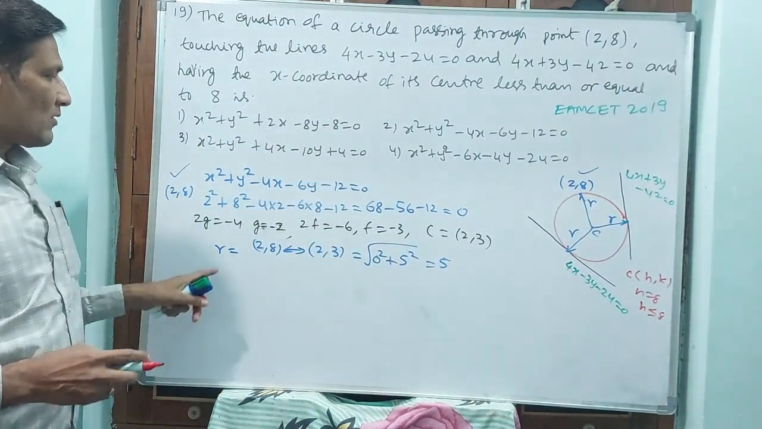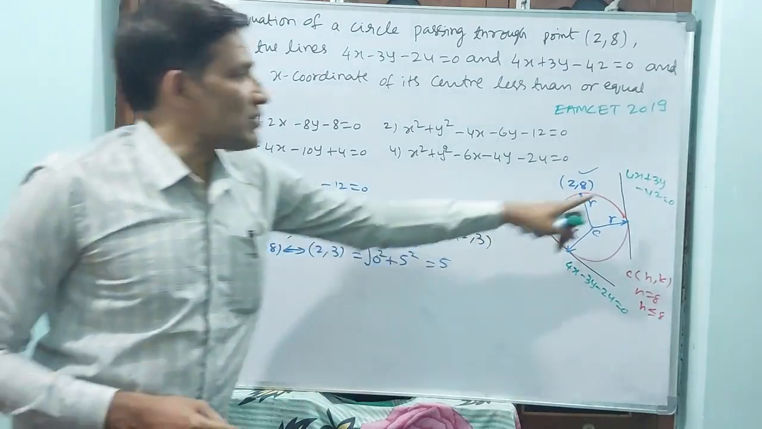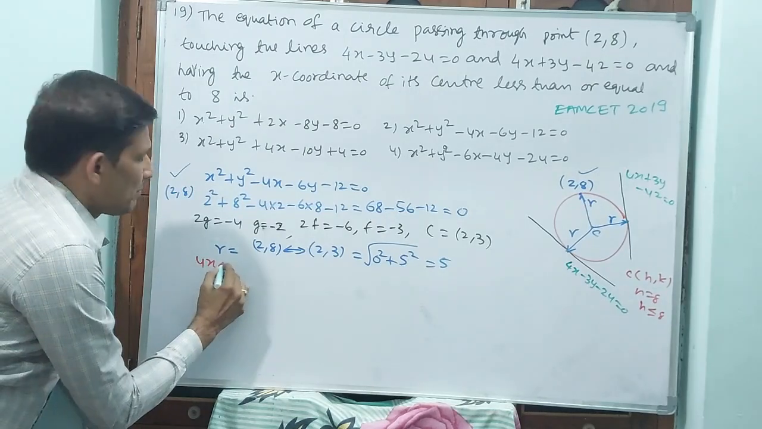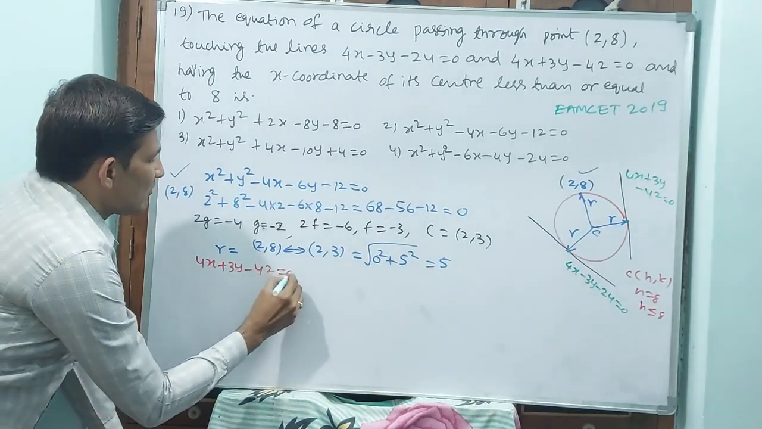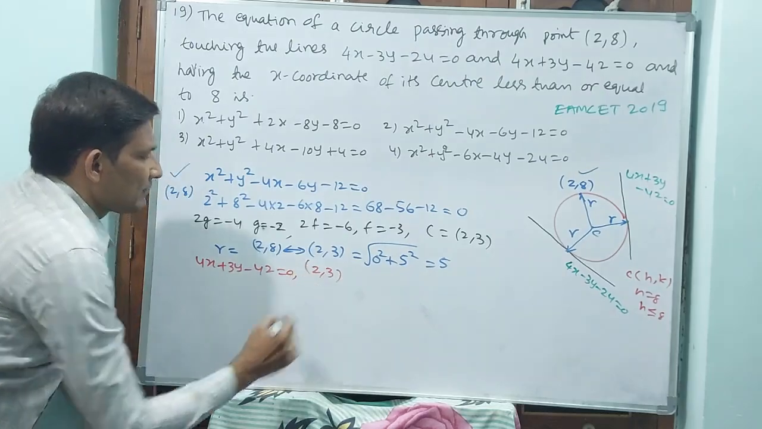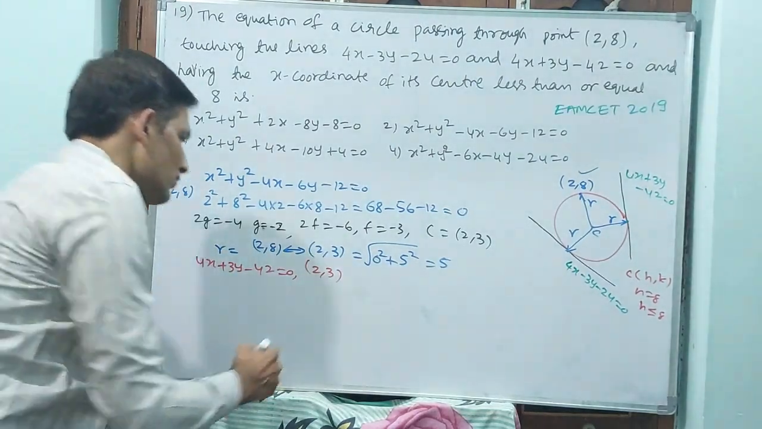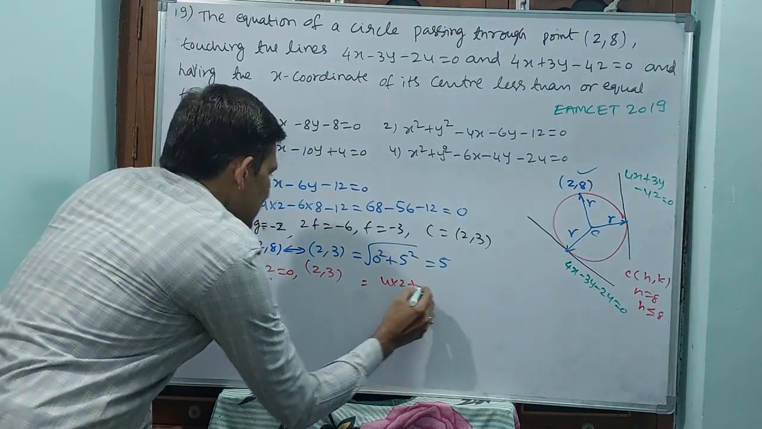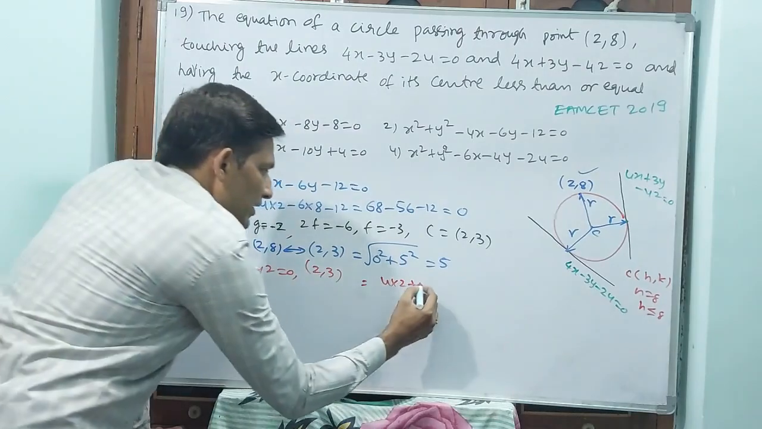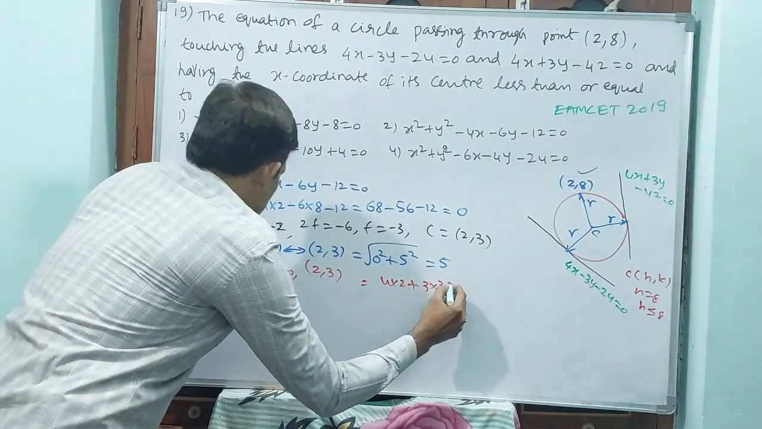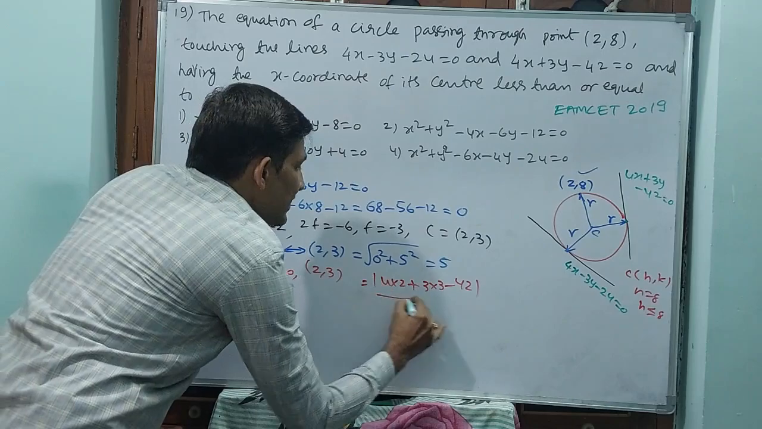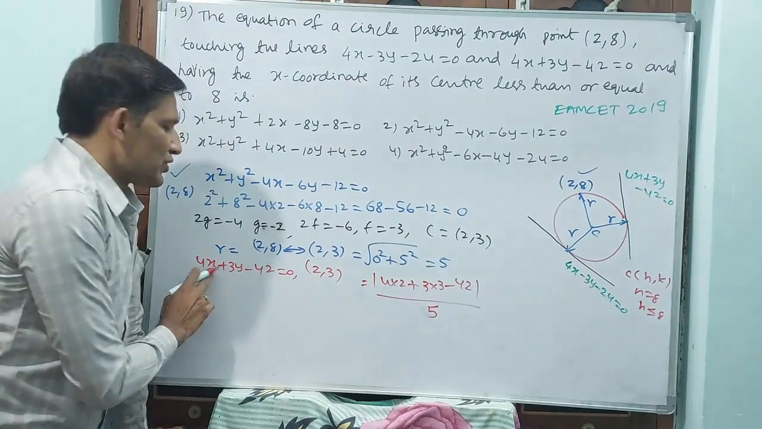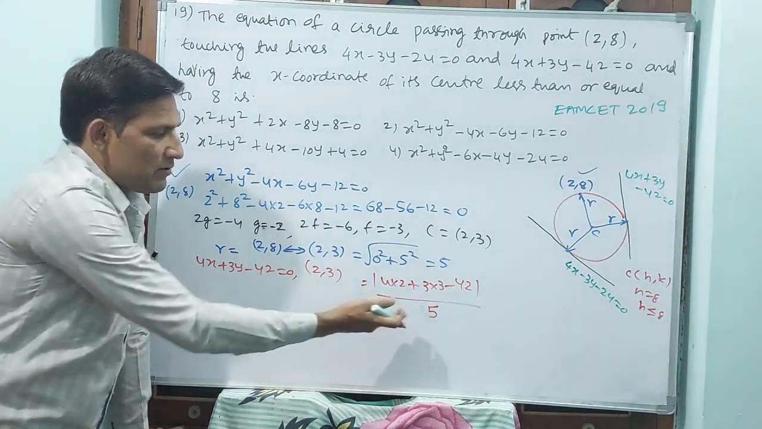Wait. See, the center we have is (2, 3). The equation we have, find the perpendicular distance. You see what I am writing. First equation I am taking: 4x plus 3y minus 42 equal to 0, and the point is the center (2, 3). Now find the perpendicular distance. You see, this is (x1, y1). a x1 is 4 into 2, plus b y1 is 3 into 3, 9, minus 42, modulus, divided by under root of a square plus b square, 4 square plus 3 square under root, which will be 5. Why? Because 16 plus 9 is 25, under root gives 5.